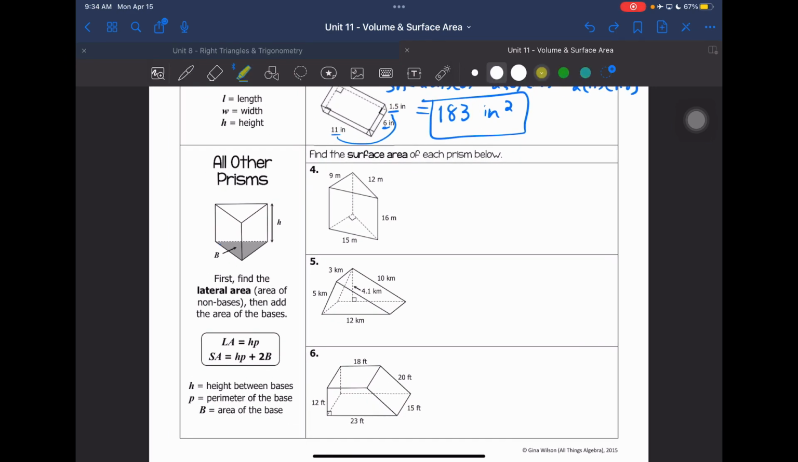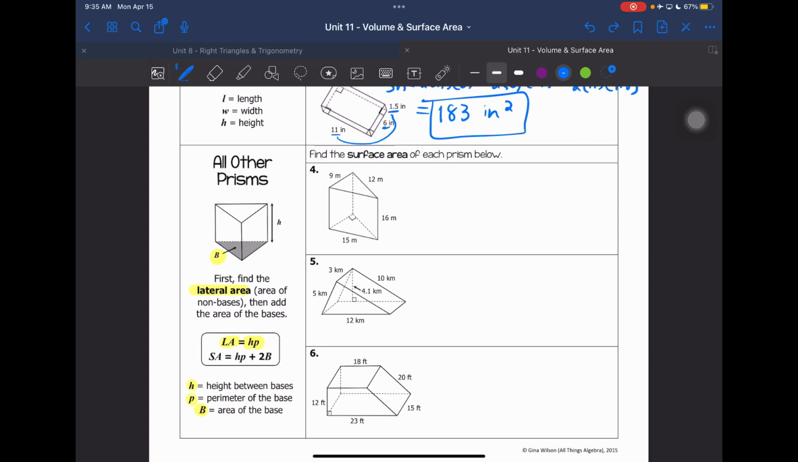So basically, here are the steps. First, find the lateral area, which is the area of the non-bases. Then add the area of the bases. So lateral area has its own formula. It's just the height times the perimeter of the base. That's what each of these letters stand for. Whenever we see a capital B, I want you to think of that as area of the base. It doesn't just mean what is the base, like we've been talking about in the past couple lessons. Capital B specifically means area of the base.